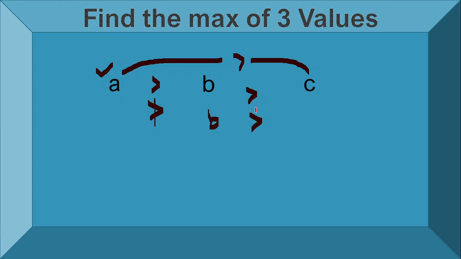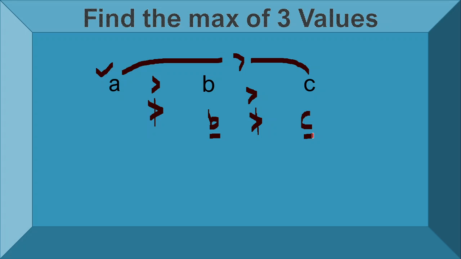Or when B is not greater than C, then C is max. That is the logic you have to understand connected with it. It's very simple. When A is greater than B and A is greater than C, then print A as max. When A is not greater than B, then how to compare B and C? If B is greater than C, then B is max. And when B is not greater than C, then C is max.